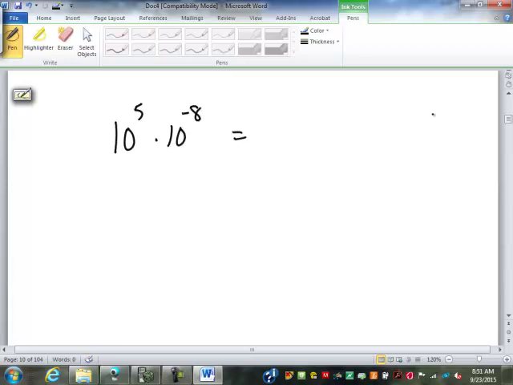What's that going to be? Am I adding or subtracting? I'm adding because I'm multiplying. 10 to the power of 2. 5 plus negative 8. Here's positive 5, negative 8. So it's going to be a negative 3. Difference between 5 and 8 is 3.